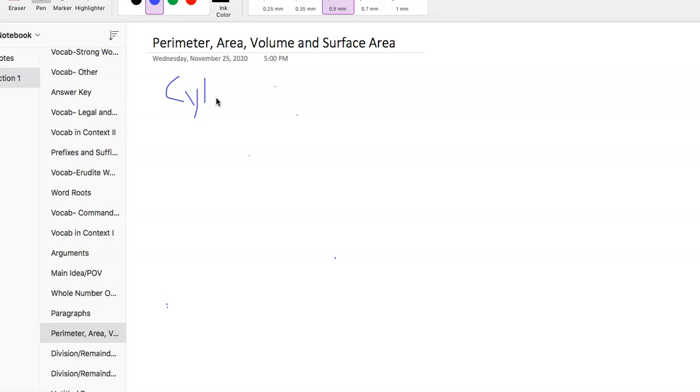The formula for that one is 2 times pi r squared times h, plus 2 pi r times h, 2 pi r, sorry. This one's a little trickier to memorize. You can do it though. And so let's say they tell us radius is 6 and height is 8.